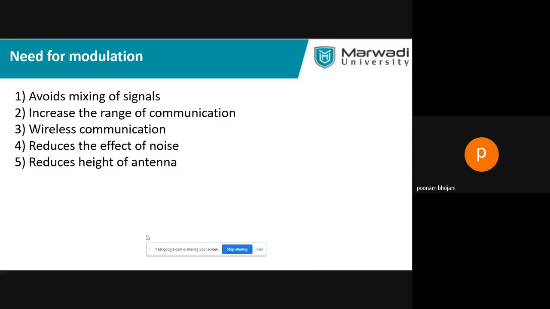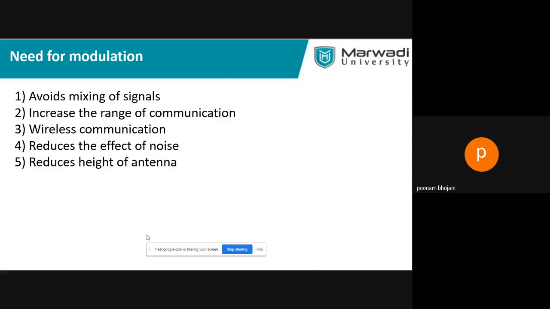Fourth is that it reduces the effect of noise. Whenever you transmit the signal into the transmission medium, as I told you, there can be many noises, attenuation and interference. But if your signal is of very high frequency, then noise cannot affect your signal much. Why? Because your signal is going very fast, and noise cannot affect it much. That has been proved, don't worry.